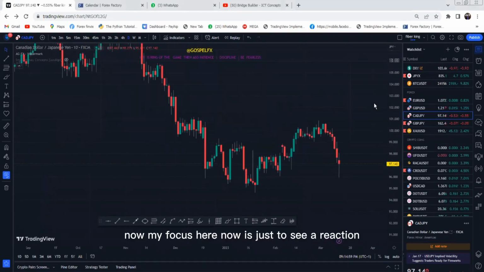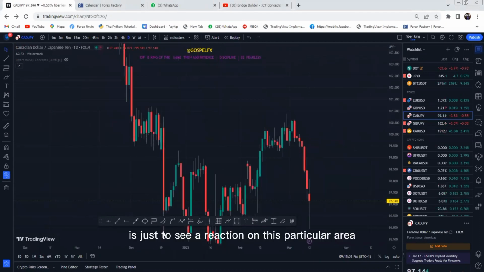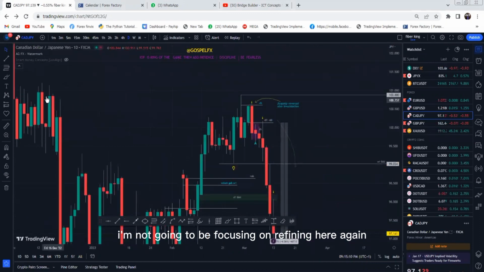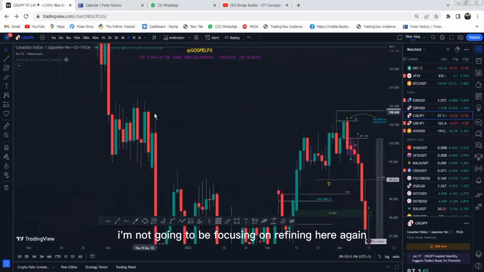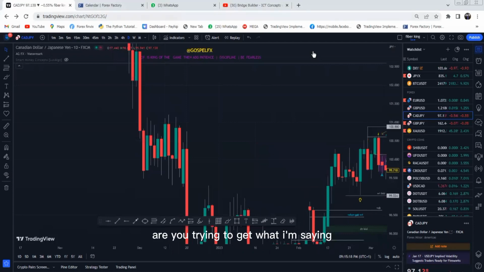Now, my focus here is just to see a reaction on this particular area. I'm not going to be focusing on refining here again, because refining on my left might make me miss the opportunity. Are you getting what I'm saying? If I'm refining here again, I might lose my opportunity, or price might stop hunt me and still go my direction.